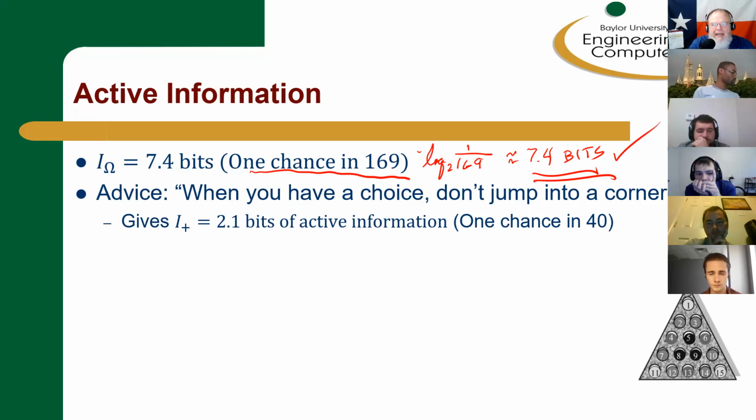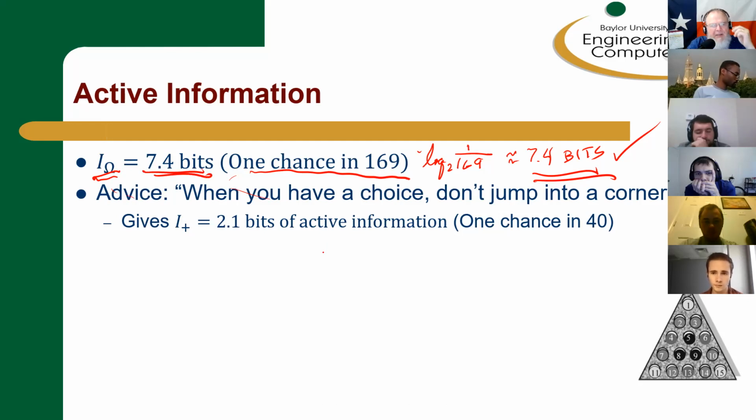And so immediately I know what 7.4 bits is because I can relate it to the probability of coin flips. So a guy comes along, and this is the endogenous information. This is the I omega. This is the 7.4 bits.